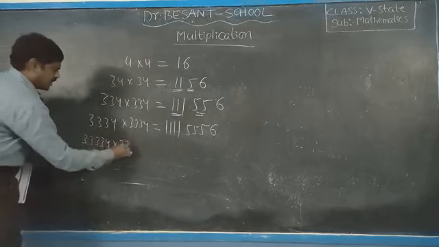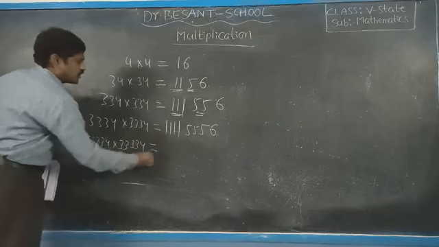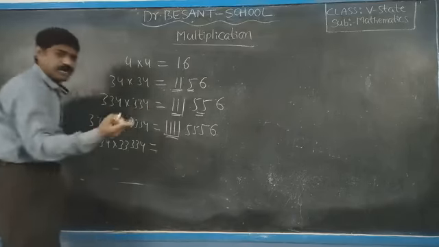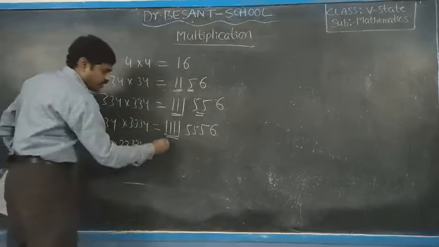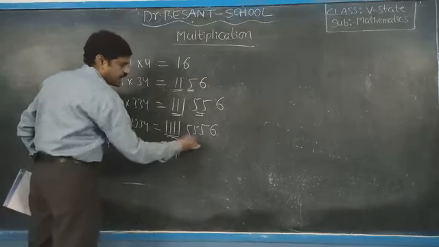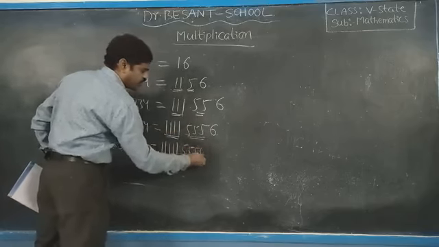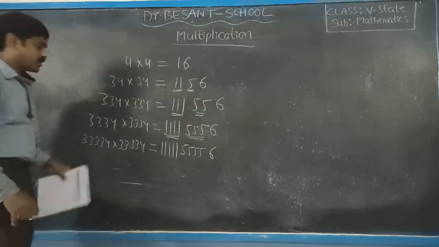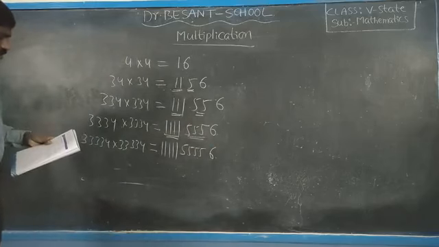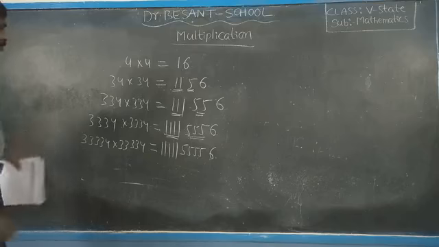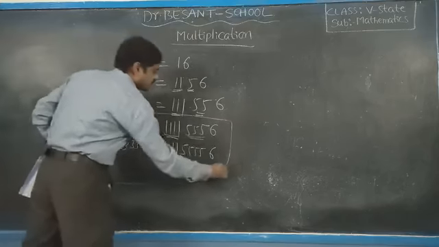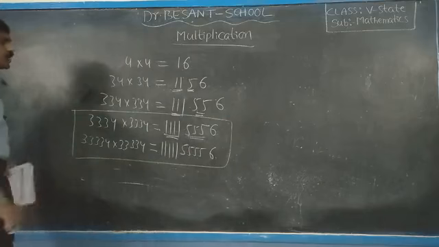Next, 33,334 into 33,334 is equal to, here 4 ones, next time we can get 5 ones, 1, 2, 3, 4, 5. Here 3 5s, next time we can get 4 5s. 1, 2, 3, 4. The final 6. So these are the next two terms.